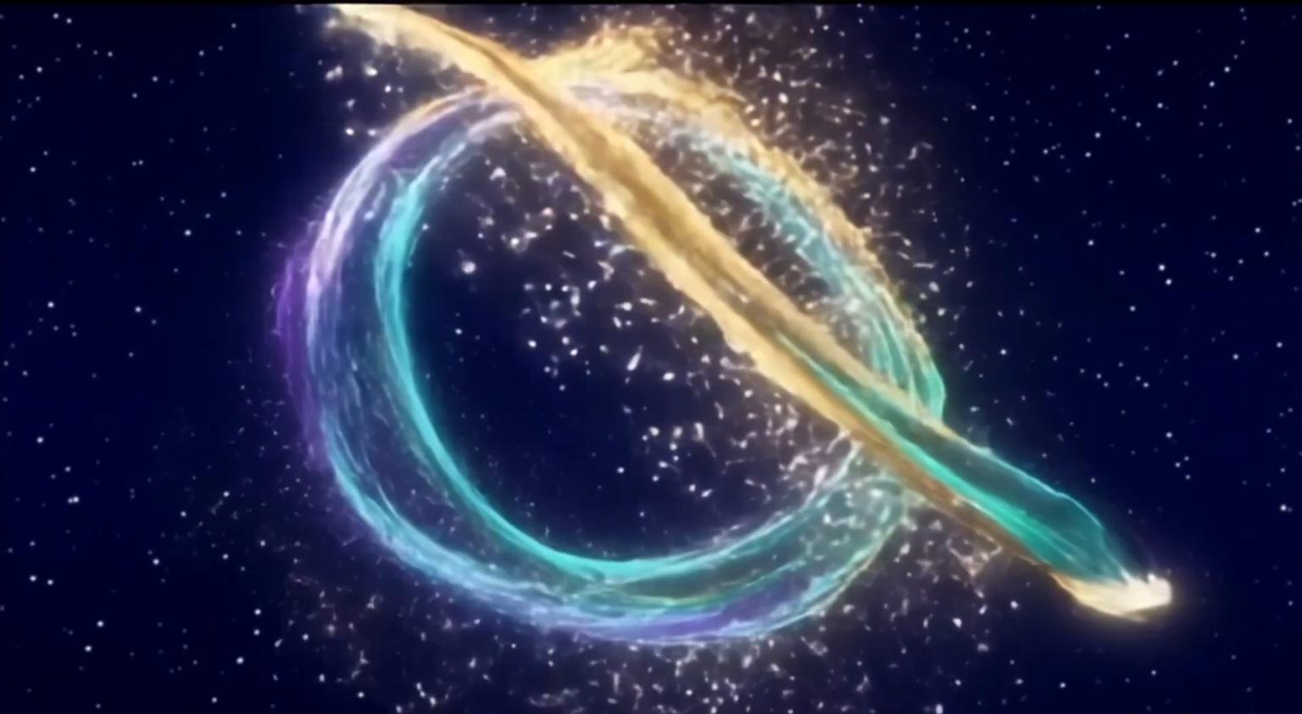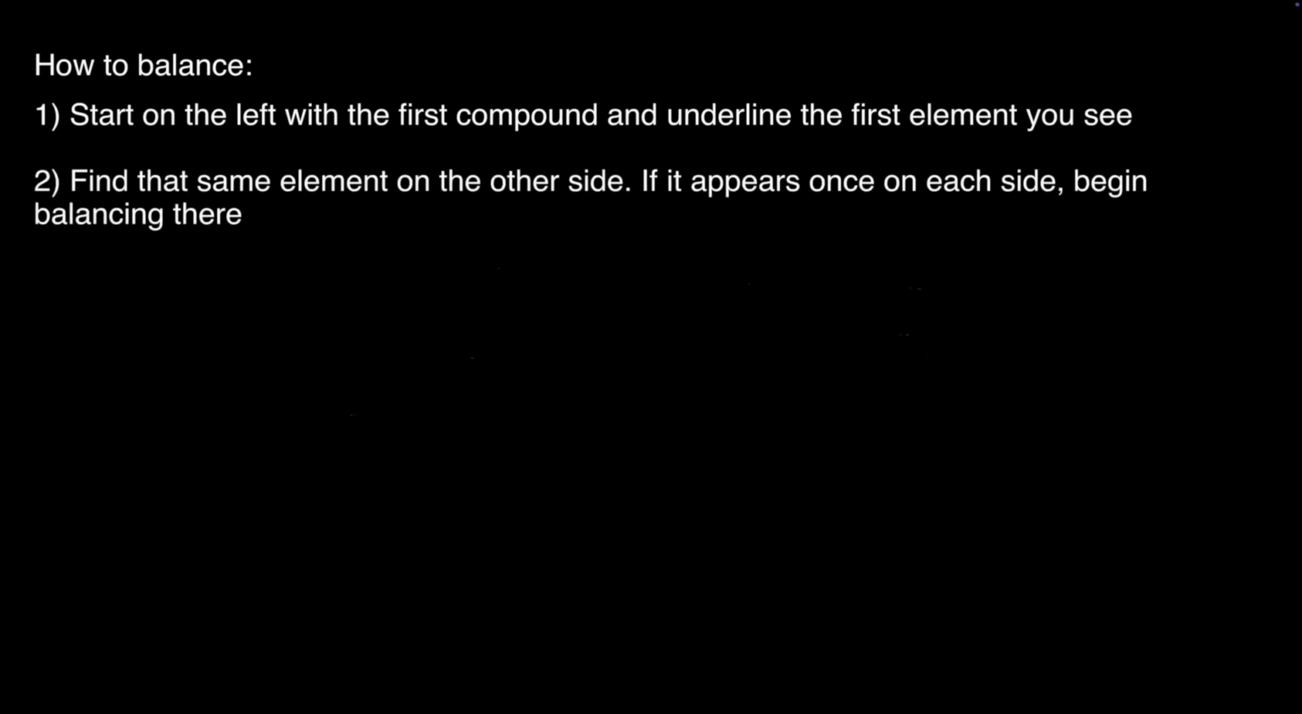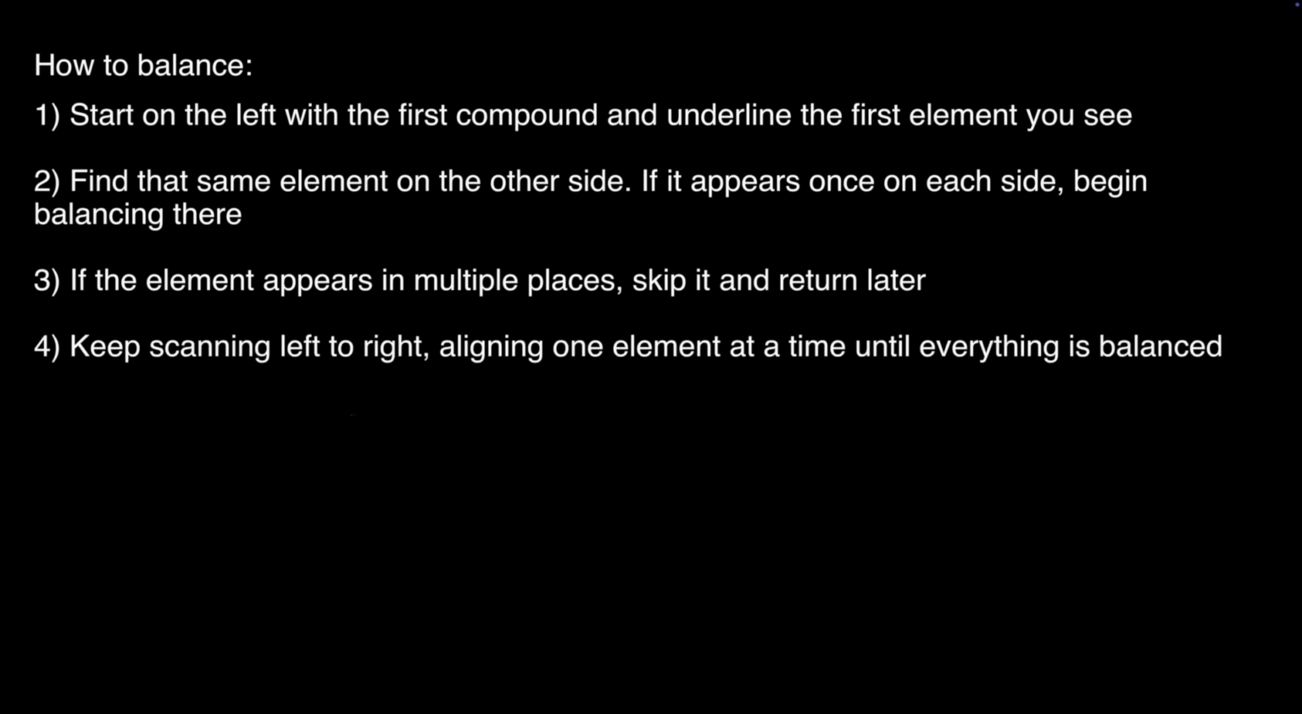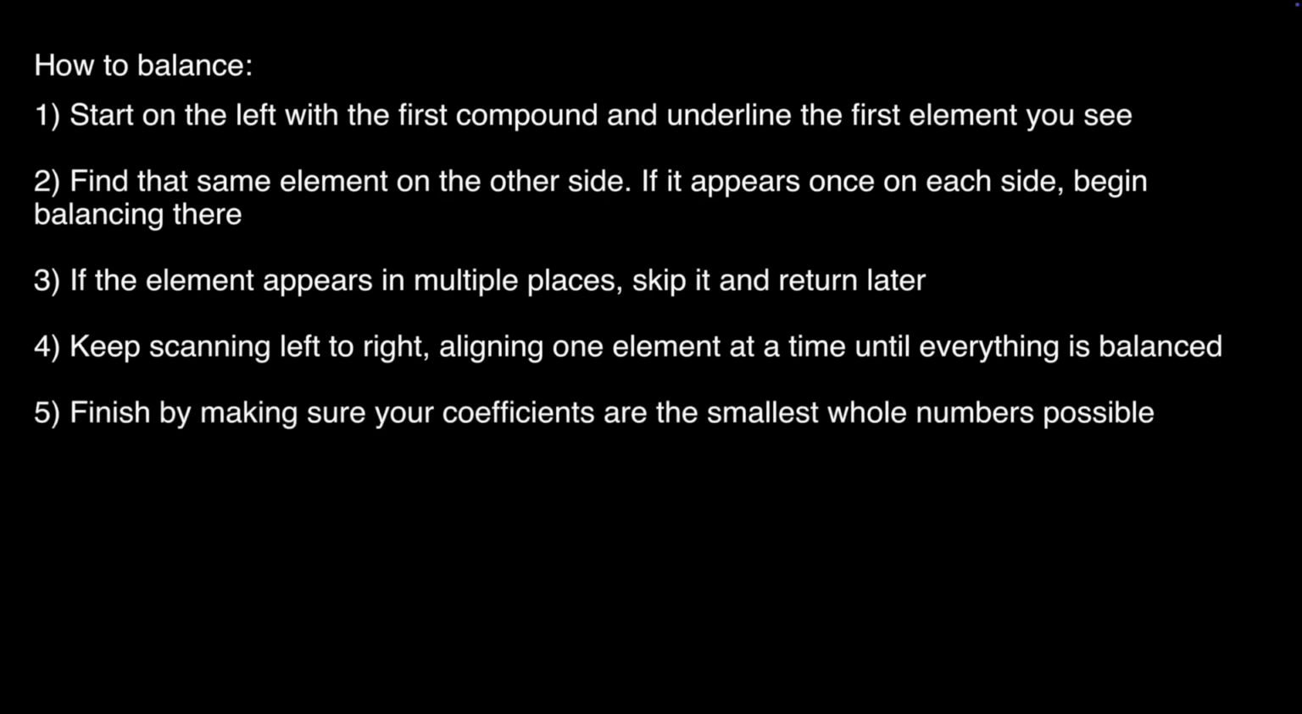Now that you know the rules, let's go step by step. The checklist we'll use is: start on the left with the first compound and underline the first element you see. Find that same element on the other side. If it appears once on each side, begin balancing there. If the element appears in multiple places, skip it and return later. Keep scanning left to right, aligning one element at a time until everything is balanced. And finish by making sure your coefficients are the smallest whole numbers possible.